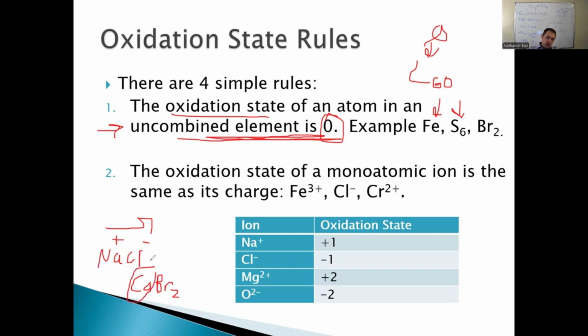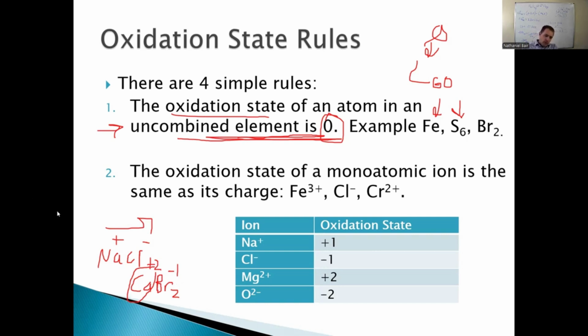Calcium is +2, and each bromide is -1. That's why you need 2 of them to cancel that out, right? So the charges of the ions are their oxidation states. Now, it's like that modus ponens thing in philosophy. Listen, all charges are oxidation states, but not all oxidation states are charges. Let me show you what I mean.